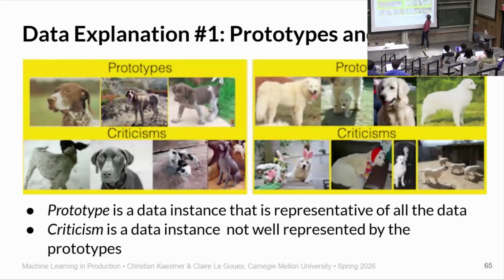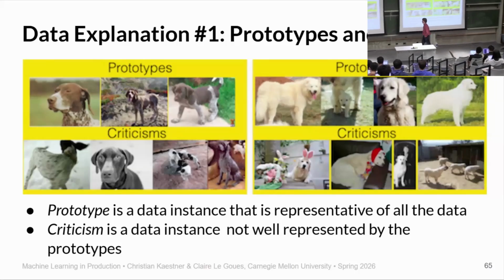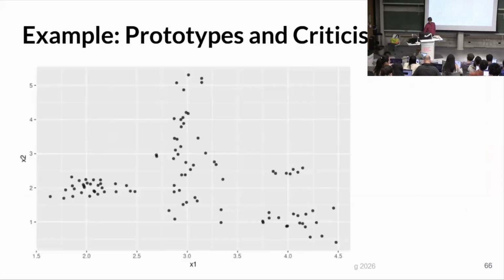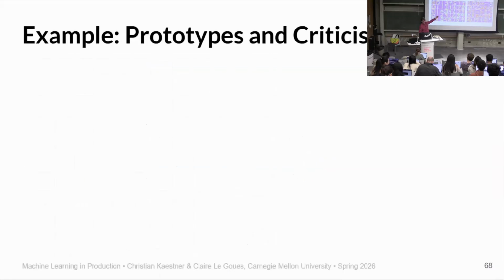prototypes and criticisms for the same dog breed, prototypes, criticism. And then you can think about, are these mislabeled? Or are these outliers and you could create more training data like this? Are they just underrepresented? Right? Is this something that maybe you want to support better? It's really straightforward. You cluster your data, you find the clusters, the center of the cluster is your prototype, the outliers are your criticisms, essentially.